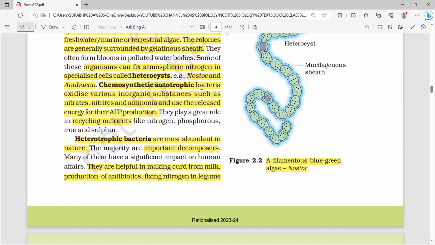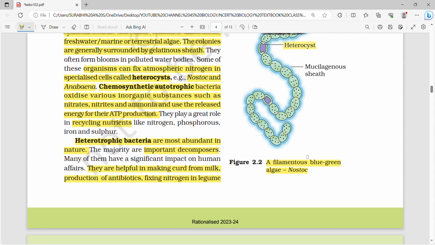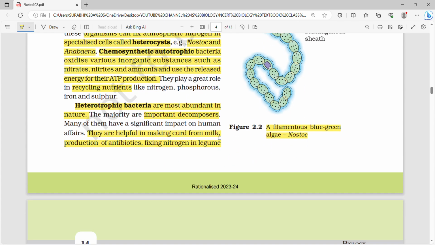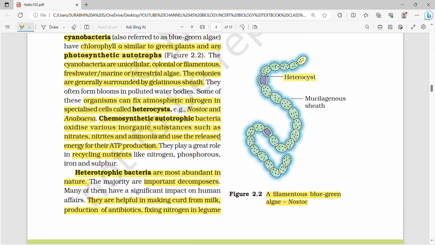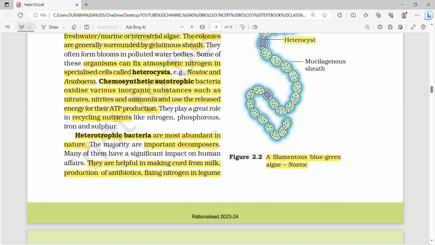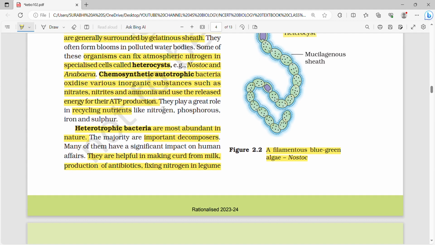Some of these organisms can fix atmospheric nitrogen in specialized cells called heterocysts. So this is a PYQ and also a most probable question. Examples of that are Nostoc and Anabaena. This diagram is also important, they'll ask you to label the diagram. So this is the heterocyst. This is about photosynthetic autotrophs. Next, chemosynthetic autotrophs oxidize various inorganic substances such as nitrates, nitrites, and ammonia, and use the released energy for their ATP production.